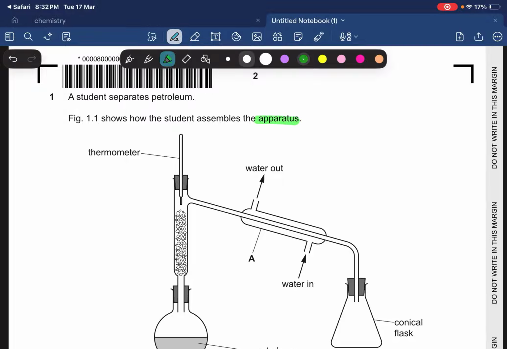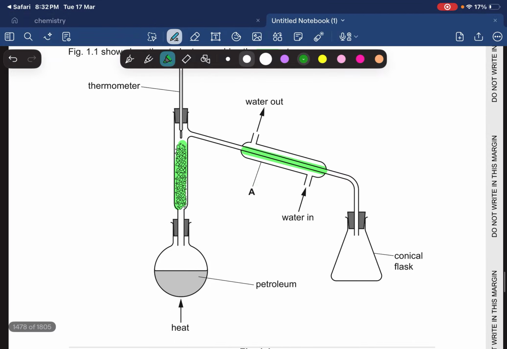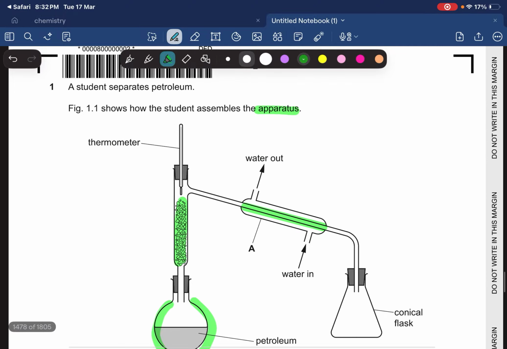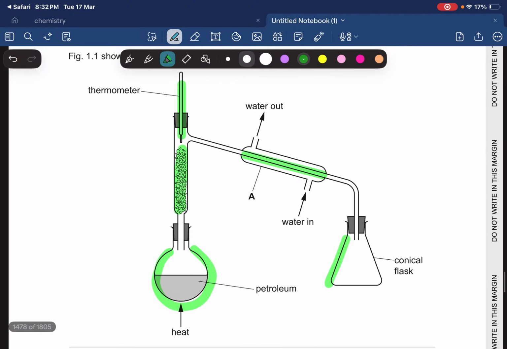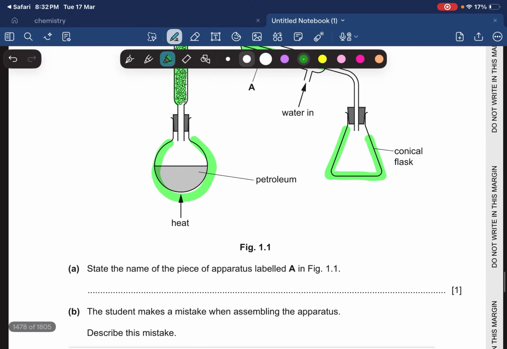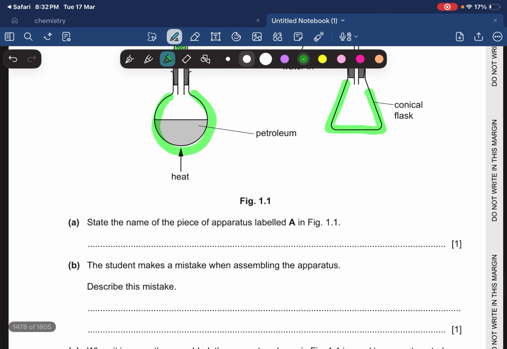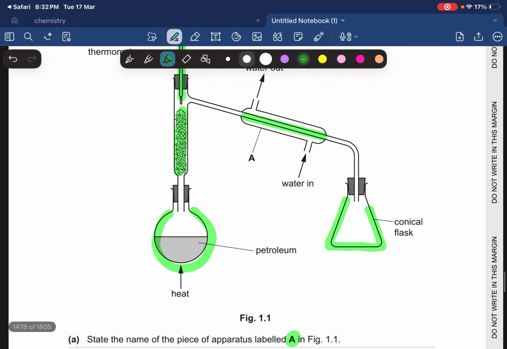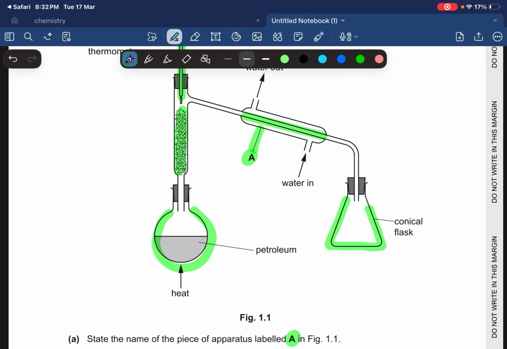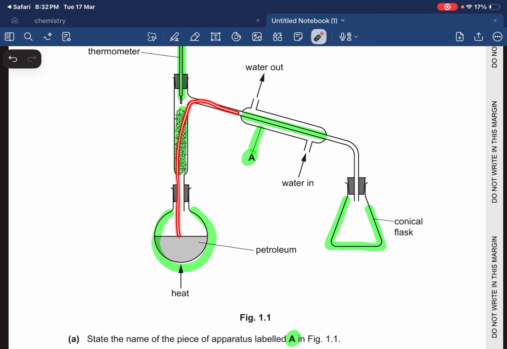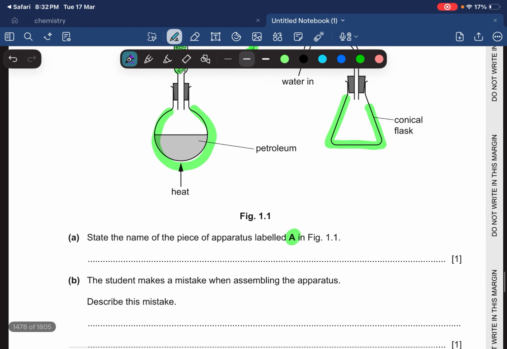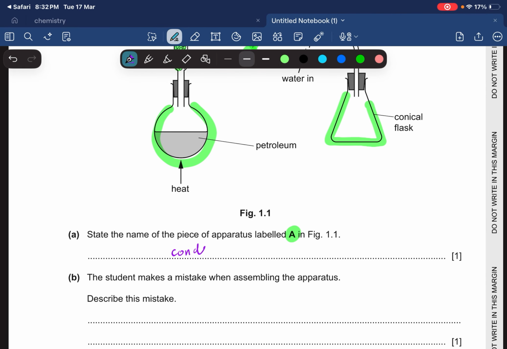We have a proper fractional distillation apparatus, with a fractionating column, a condenser, a round bottom flask, a thermometer, and a conical flask. State the name of the apparatus labeled A. A is called a condenser, because its function is to condense the vapors that come from here into liquid. So simply call it a condenser.